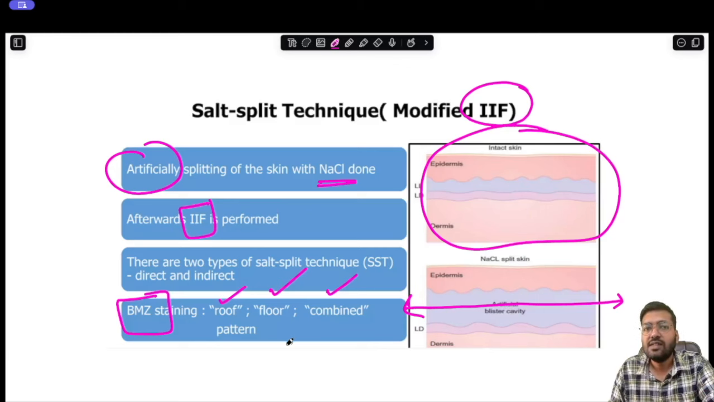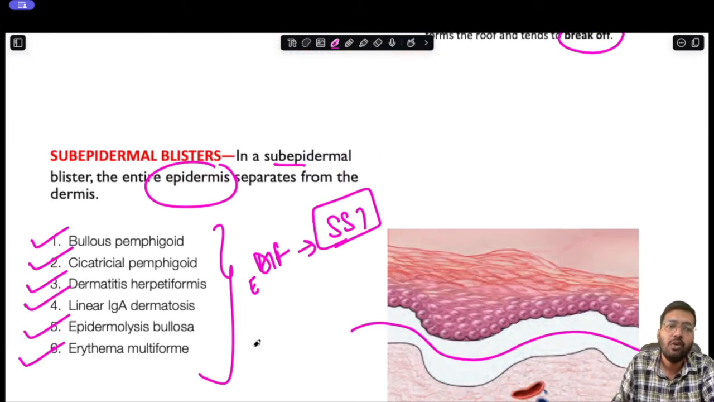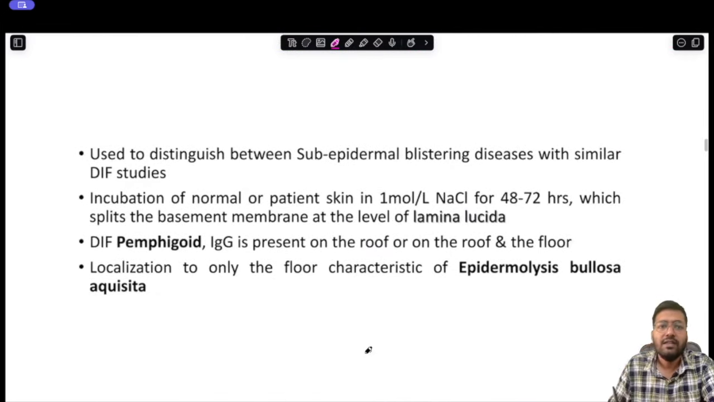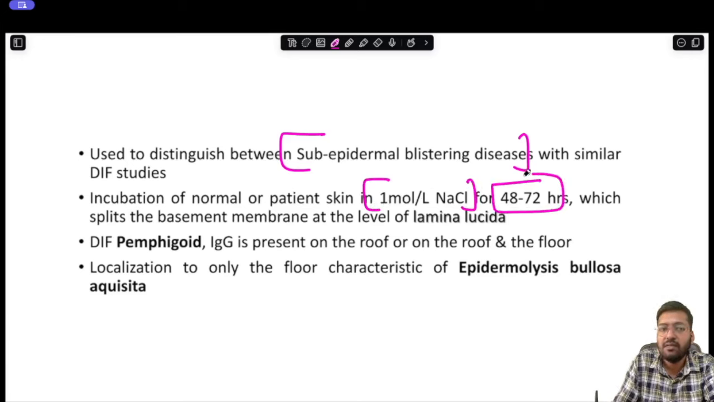So this is the salt split technique, which is mainly done to differentiate among different causes of subepidermal blisters. It is used to distinguish between subepidermal blistering diseases with a similar diffuse immunofluorescence pattern. How is it done? You have to incubate the normal or patient skin in 1 mole per liter of NaCl for 48 to 72 hours, which splits the basement membrane at the level of the lamina lucida.